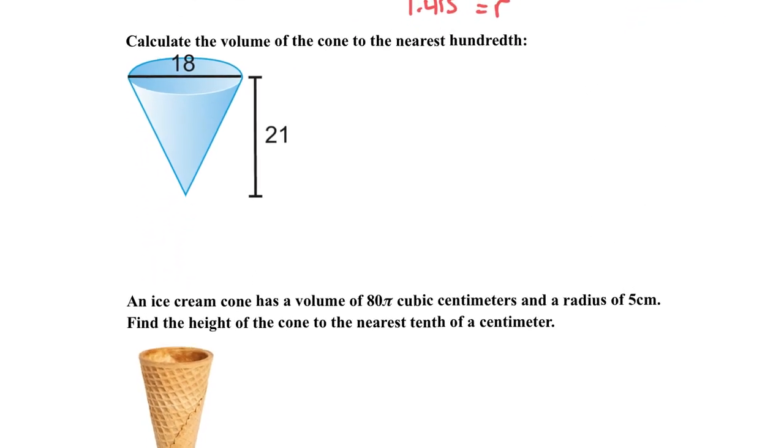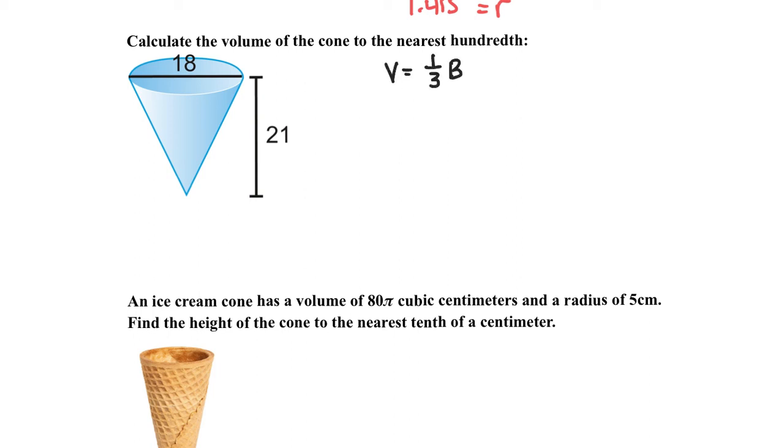All right, moving along. I know I'm going fast here, but there's a lot here, and I want to keep this video as short as possible. Calculate the volume of the cone. Okay, volume for a cone is 1/3 times base times height. Base is a circle, so it's 1/3 pi r squared h.